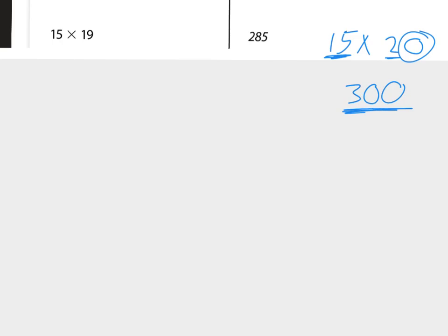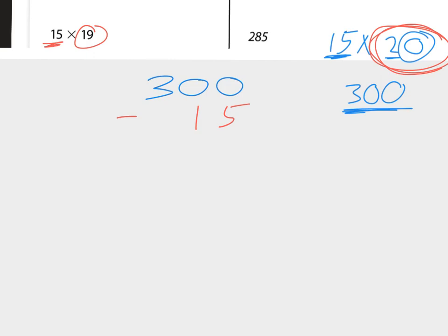So there's no reason to work it out for what the directions said, but I'm going to work it out anyways. But I'm going to do it a little differently this time. You have 300 is my estimate, and I know that 20 is 1 away from 19, so I'm just going to subtract 15 from 300.